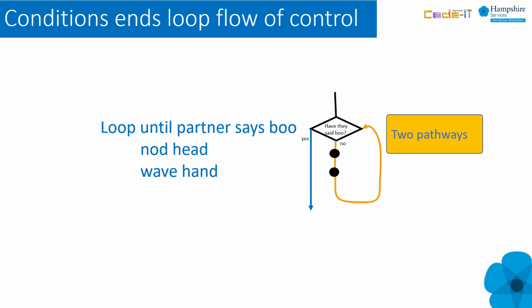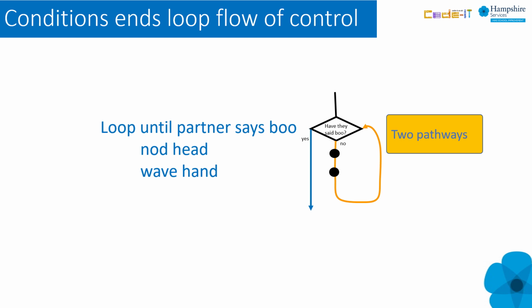Here we have used a decision diamond to represent our condition. We have also rewritten the condition as a question to link back to our simple understanding of a condition. We can then demonstrate how this works by talking through the actions while tracing the flow of control on the diagram, going down the orange path every time they have not said boo, until finally they say boo and we go down the blue path, ending the loop.